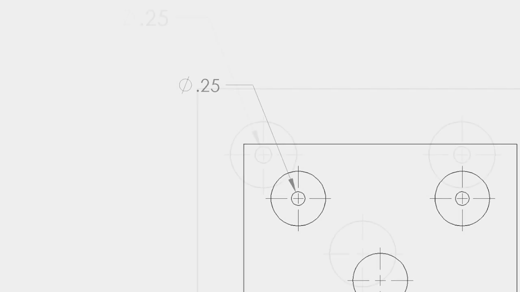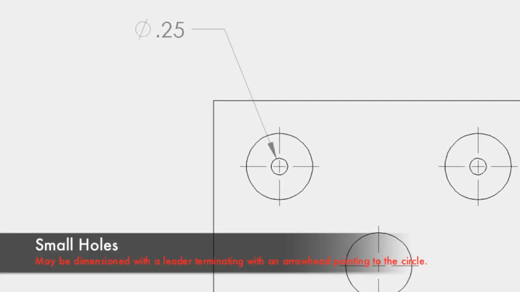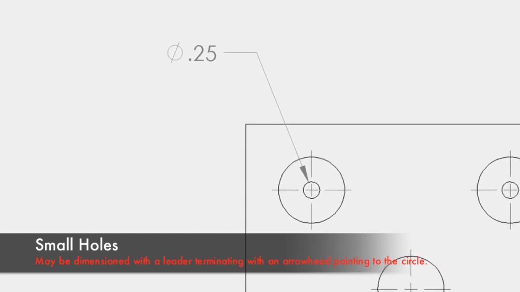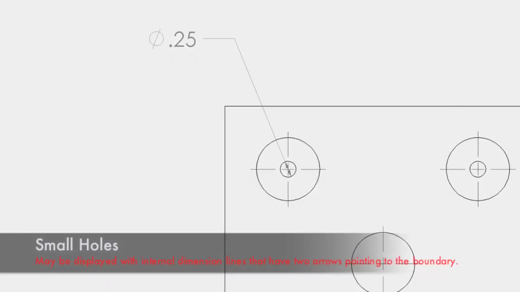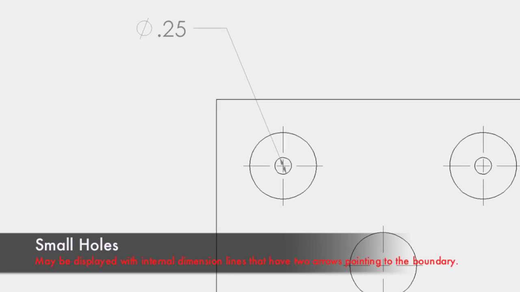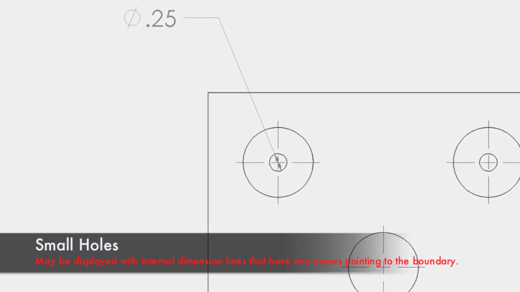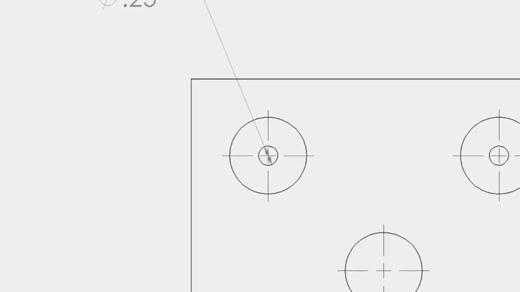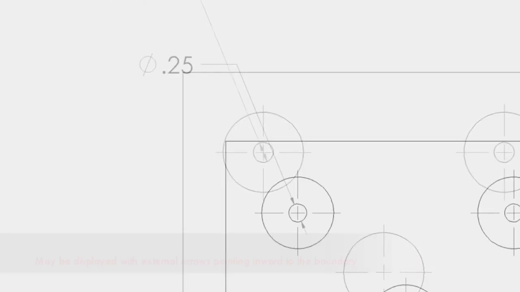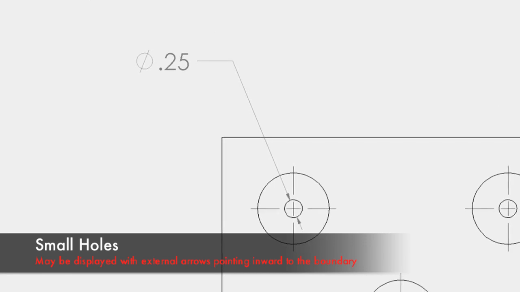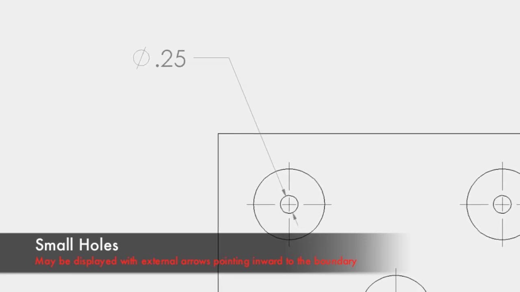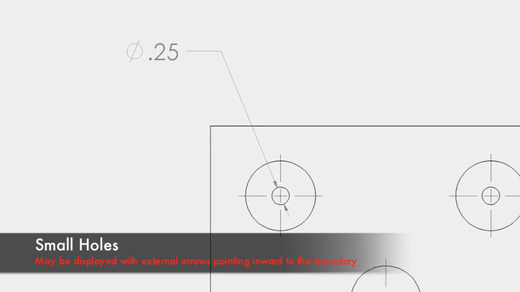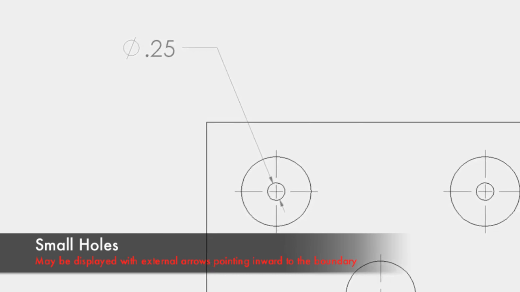Small holes may be dimensioned with a leader terminating with an arrowhead pointing to the circle. They may be displayed with an internal dimension line that has two arrowheads pointing to the boundary. An extension line will extend from this measurement to an area outside of the hole. They may also be displayed with an external set of dimension arrows pointing from the outside inward with the dimension value placed at the leader corner.